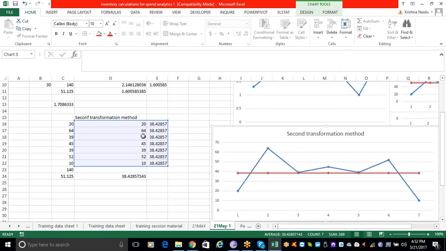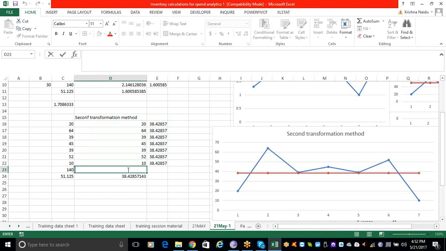See, what we have done is we have removed that 140, and the chance of having a demand of 140 is very less. If you look at all the demand data above, nothing is more than 100. Just only one time we got 140. All the other cases are less than 100.